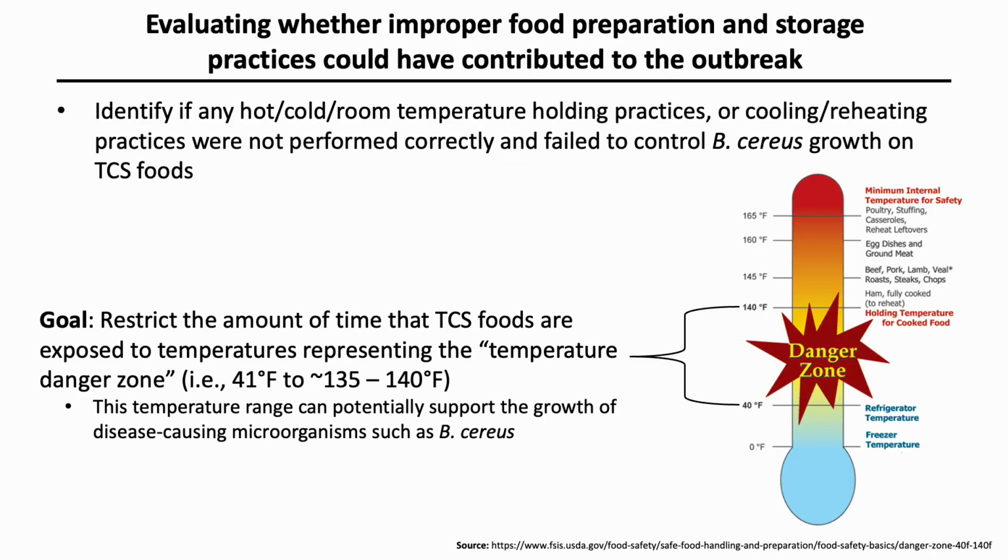When conducting outbreak investigations linked to B. cereus, environmental health investigators should identify whether any hot, cold, and room temperature holding practices or cooling or reheating practices used in the establishments were not performed correctly and failed to control B. cereus growth on TCS foods. The goal here is to restrict the amount of time that TCS foods are exposed to temperatures within the temperature danger zone, which falls into temperatures between 41 Fahrenheit and 135 or 140 Fahrenheit, as these temperatures can potentially support the growth of disease-causing microorganisms such as B. cereus.